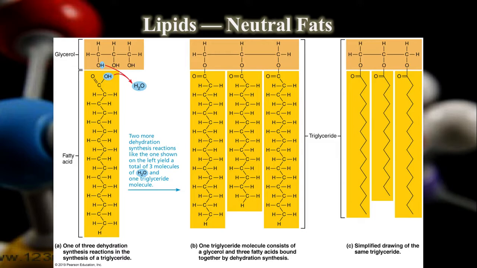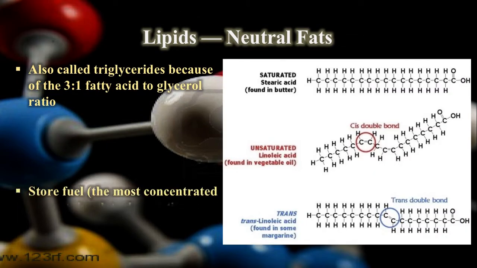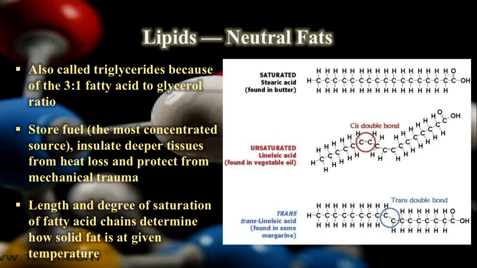Now, even though this isn't considered a polymer, the fatty acid tails are stuck on using dehydration synthesis. So we still build it by taking water out. And in order to break the fatty acid chains off, we use hydrolysis. Okay, so triglycerides are named that because they have a 3-to-1 ratio of fatty acids to a glycerol. From what we just saw in the picture, 3 fatty acids attached to a glycerol molecule.